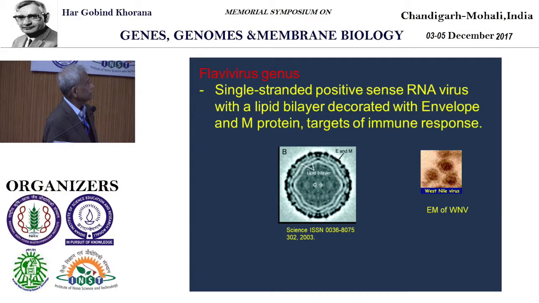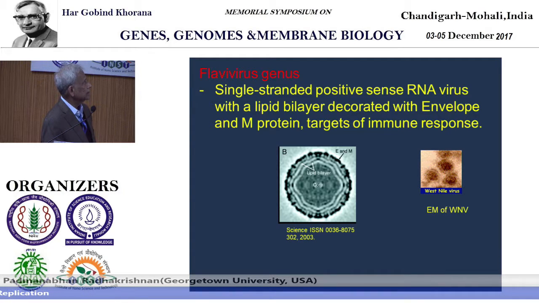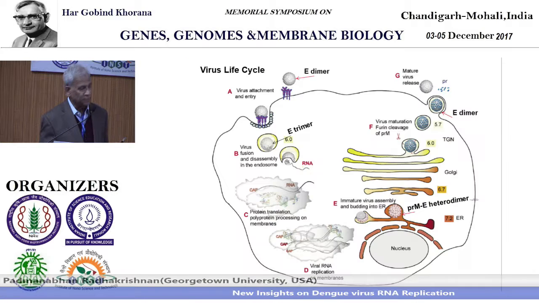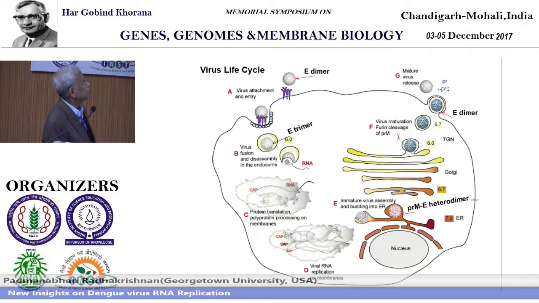Dengue virus is an enveloped virus. It has a positive strand RNA encapsulated inside with capsid protein, which is a very basic protein, and the double lipid membrane. And then on the outside are the envelope and pre-M proteins, which are the targets for immune response. This organization of the enveloped virus is similar to other enveloped viruses also. So this is the life cycle of the dengue virus.